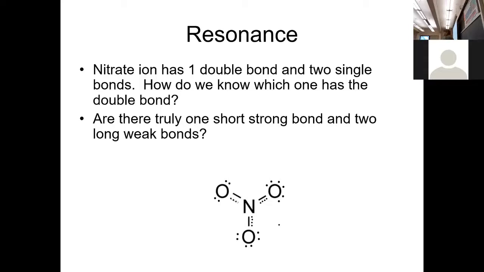This isn't very illustrative of how strong that bond is. We don't know if it's 1.5 or 1 1/3 or 1 3/4. So usually it's preferable to draw one of the resonance structures, rather than drawing this in between. But you'll sometimes see it drawn this way just to emphasize that we don't really have a difference between the bonds. So the answer to the question, no, they're not truly 1 short, strong bond and 2 long, weak bonds.